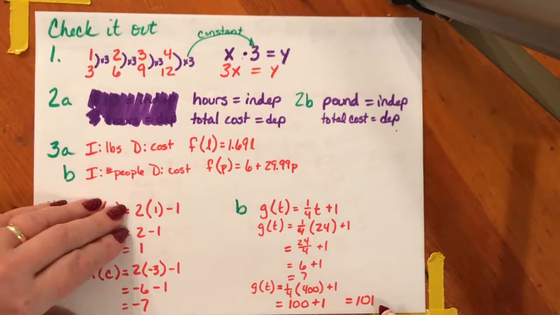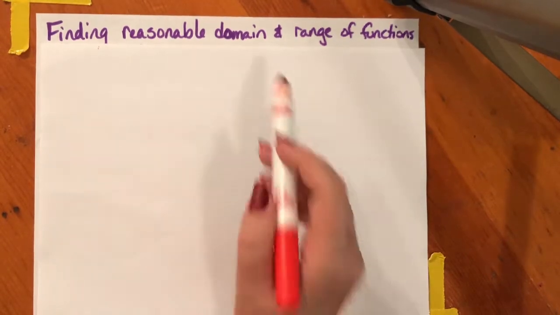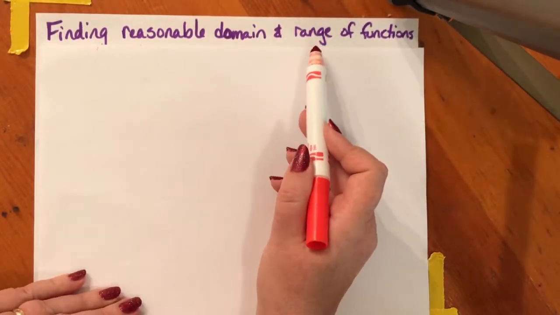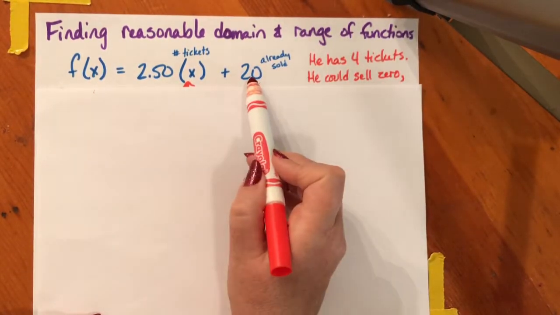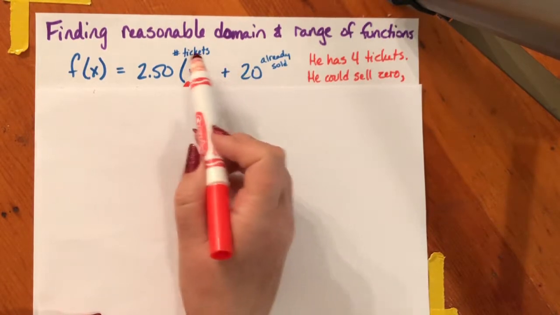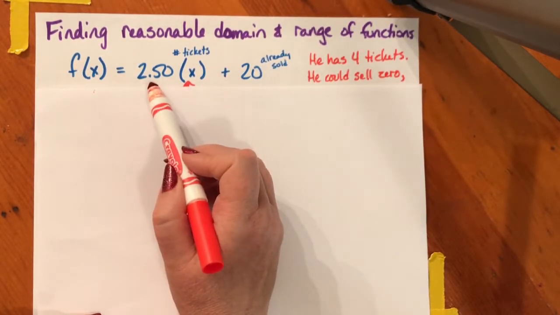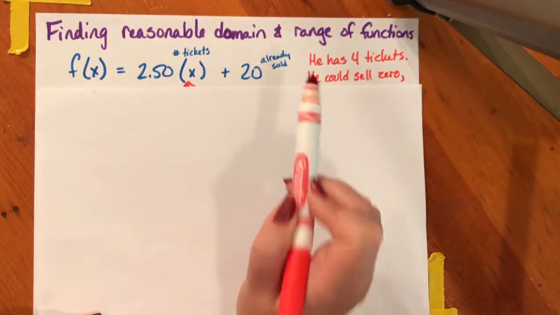All right? And section 5 asks us to find the reasonable domain and range of a function. Please remember domain equals x and range is y. So this word problem: Manuel has already sold $20 worth of tickets. He has 4 tickets left to sell at $2.50 each. Write a function to describe how much money he can collect from selling tickets total.